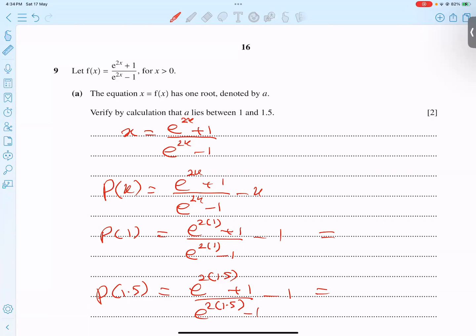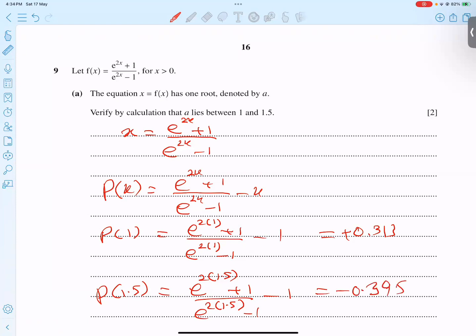First, students, I am typing e to the power 2 plus 1, and minus 1, minus 1. My first answer is a positive 0.313. Whereas when I do the second one, 1.5, I replace each x everywhere. So what happens then, students? I'm getting here negative 0.395.